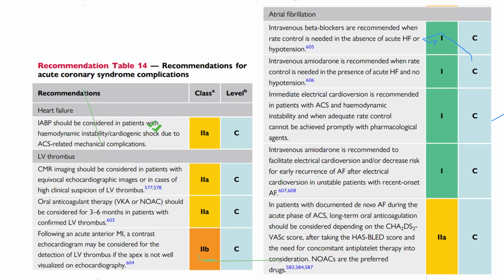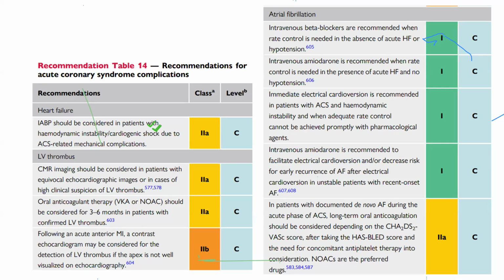Following an acute myocardial infarction, anterior MI, a contrast echocardiography may be considered for the detection of LV thrombus if the apex is not well defined. So that's 2B. So the cardiac MRI is superior in terms of the level of recommendation to contrast echo for the LV thrombus. With respect to atrial fibrillation, intravenous beta blockers are recommended when rate control is needed in the absence of acute heart failure or hypotension.